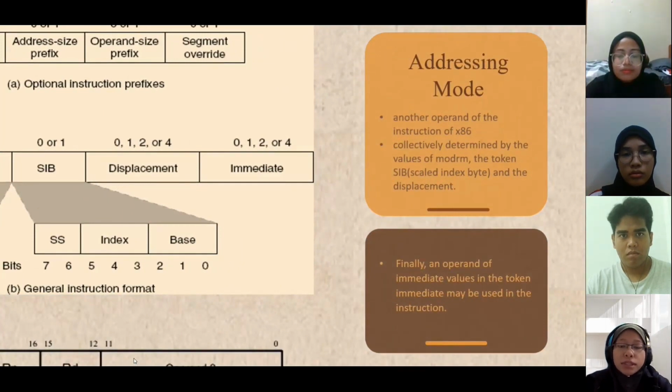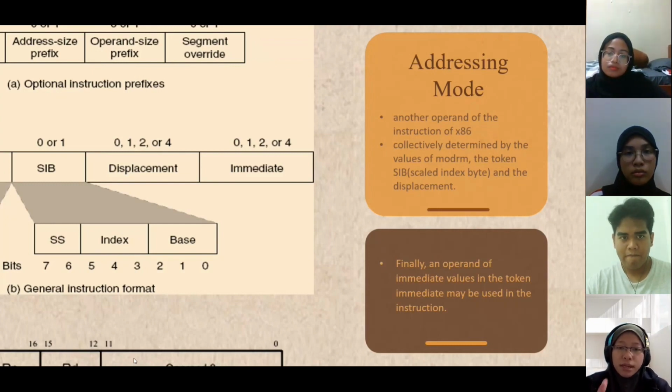Addressing mode is another operand of the instruction of the X86 processor. This addressing mode is determined by the values of the ModR/M, which is the token, SIB, scale, index, base, and the displacement. Last but not least, an operand of the immediate values, the token immediate, may be used in the instruction of the X86 processor.